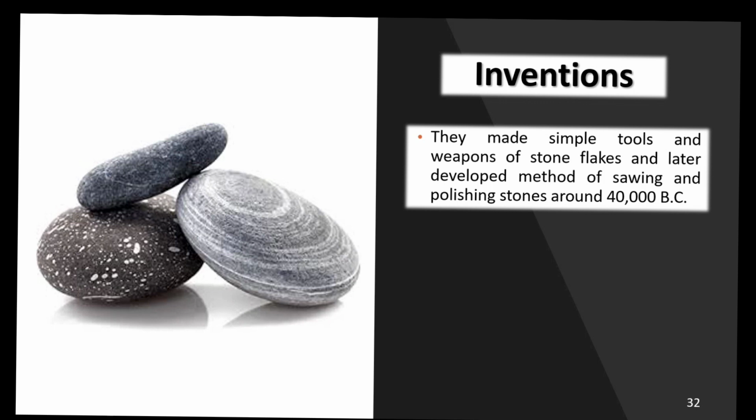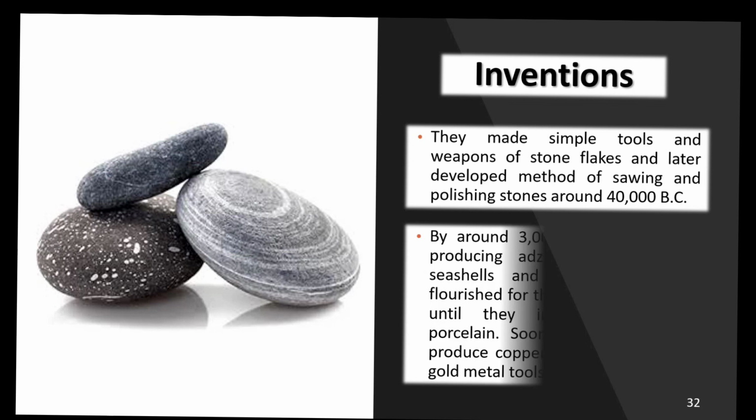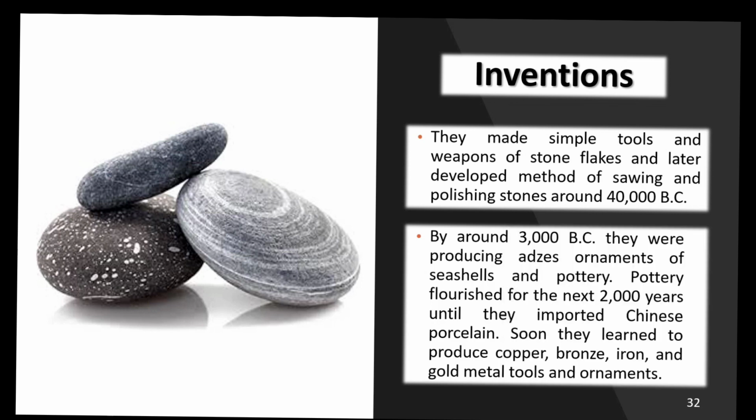Then what were the inventions? The Filipinos, or the first people in the Philippines, made simple tools and weapons out of stone flakes, and then developed the method of sawing and polishing stones. Then they were able to produce ornaments made from seashells, and there was also pottery. Then they imported Chinese porcelains. Then they learned how to produce copper, bronze, iron, and gold metal tools and ornaments.